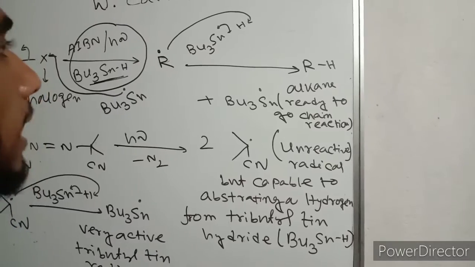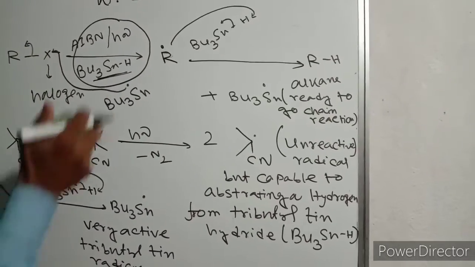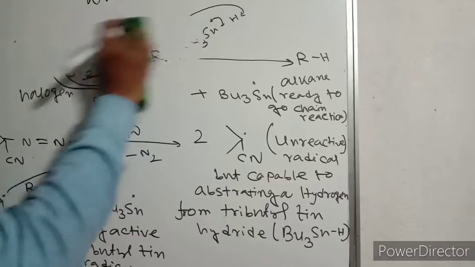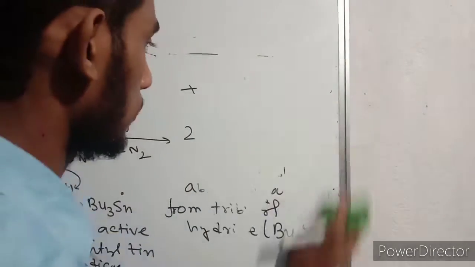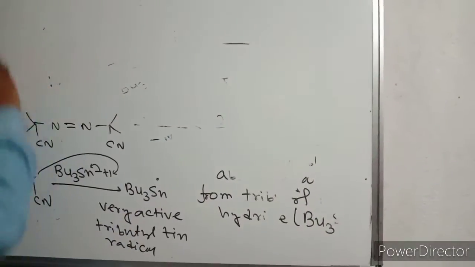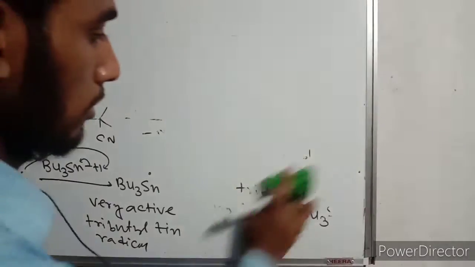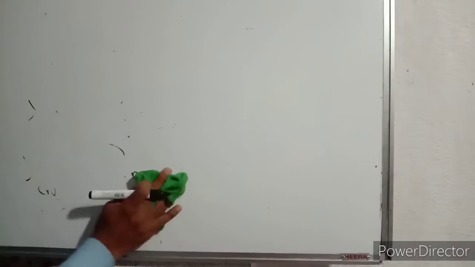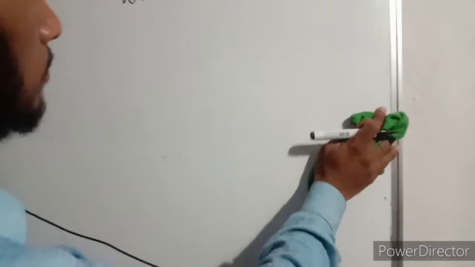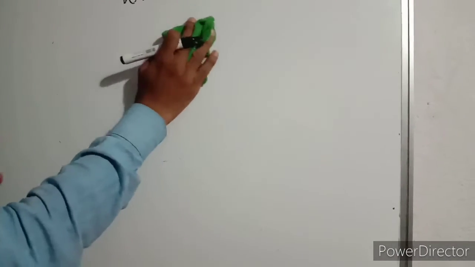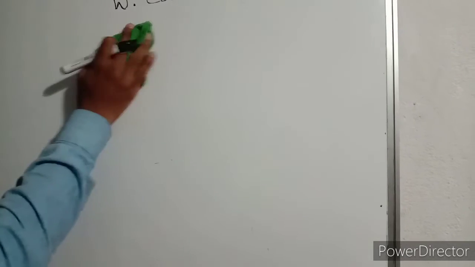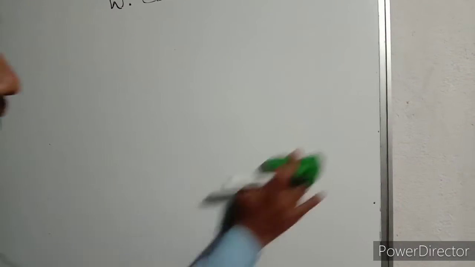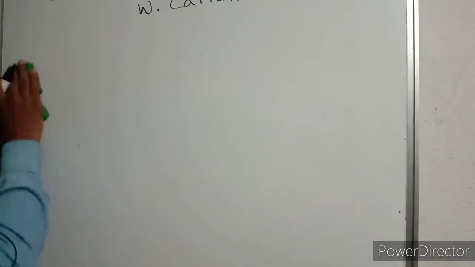Now let us take one more example. We take this example from Carruthers' book. If anybody does not understand this radical chemistry, please contact me. Now we take an example from Carruthers' book.